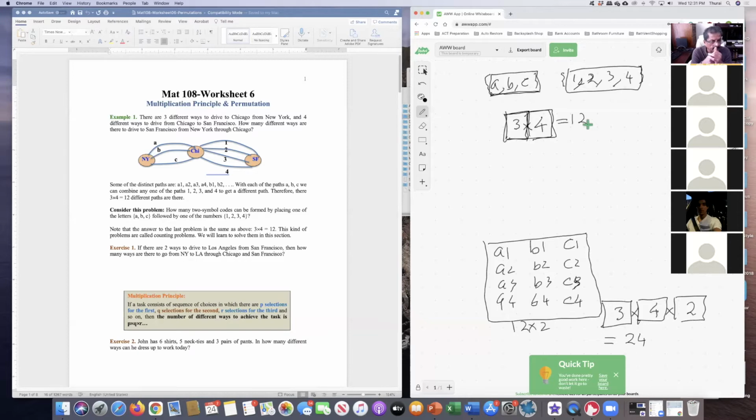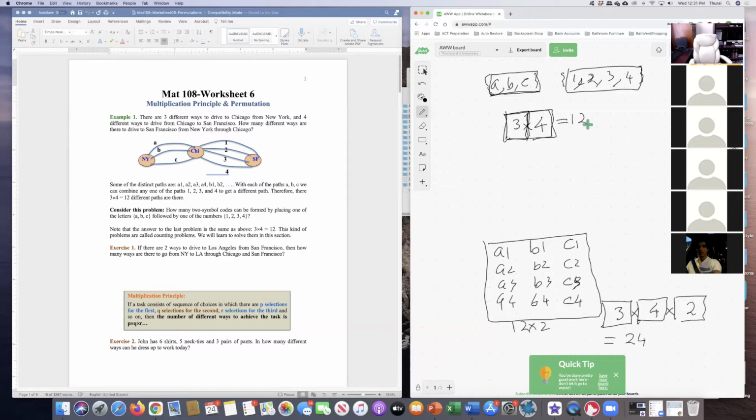So let's go to this exercise. We did that exercise 1 already. Go to the exercise 2. John has 6 shirts, 5 neckties, and 3 pairs of pants. In how many different ways can he dress up? Can somebody answer that?